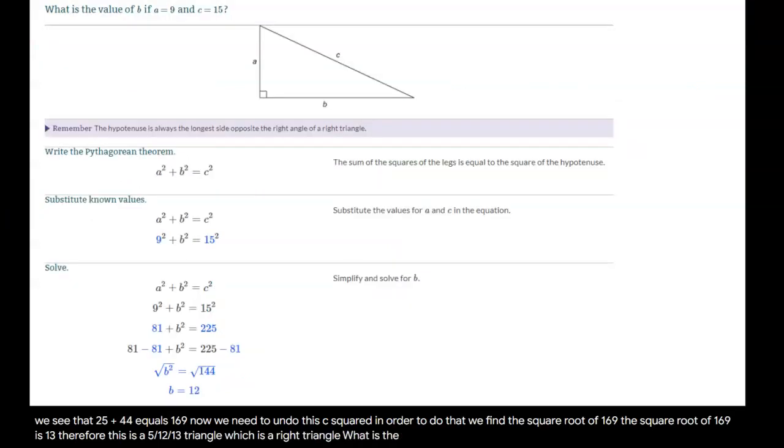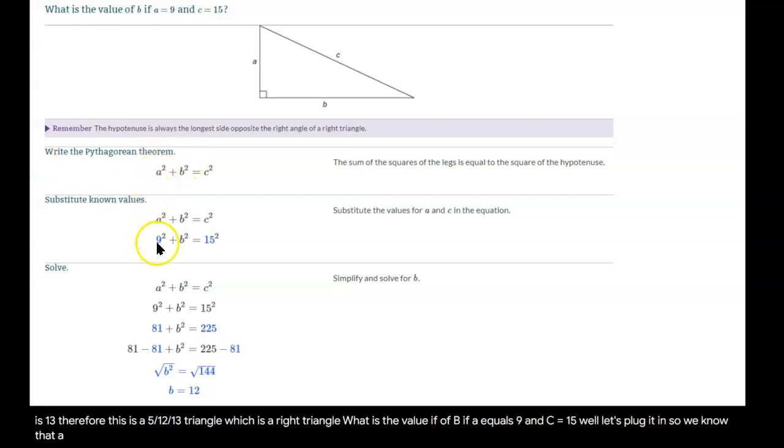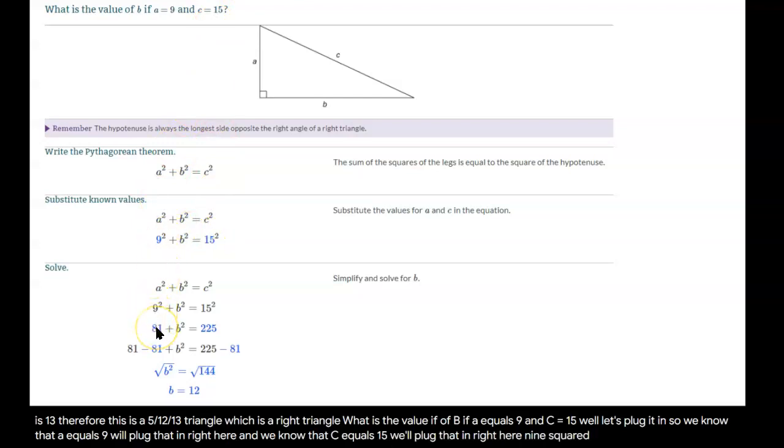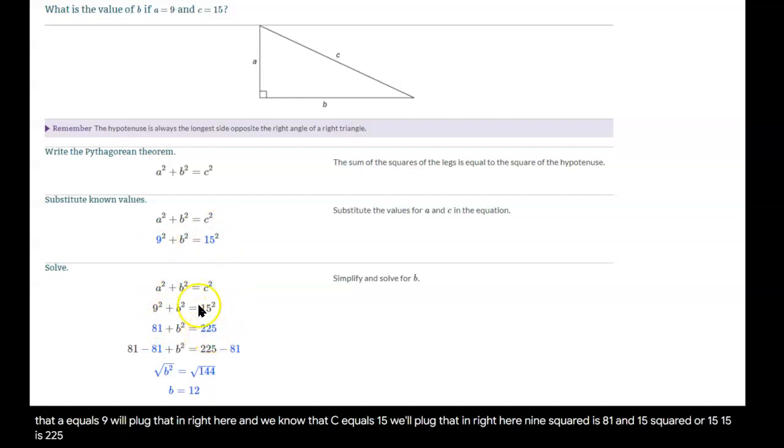What is the value of B if A equals 9 and C equals 15? Well, let's plug it in. So we know that A equals 9. We'll plug that in right here. And we know that C equals 15. We'll plug that in right here. 9 squared is 81, and 15 squared, or 15 times 15, is 225.